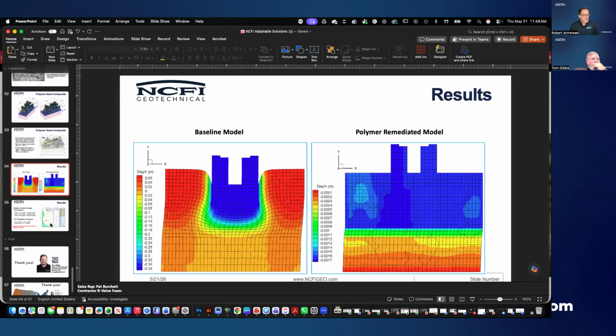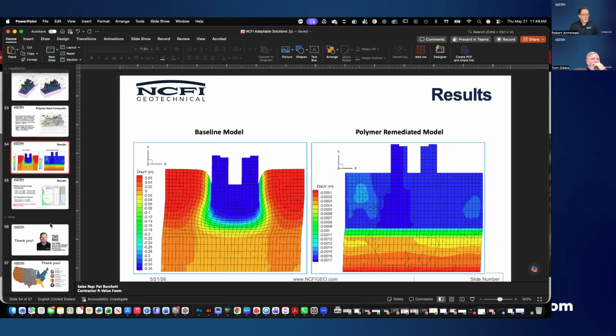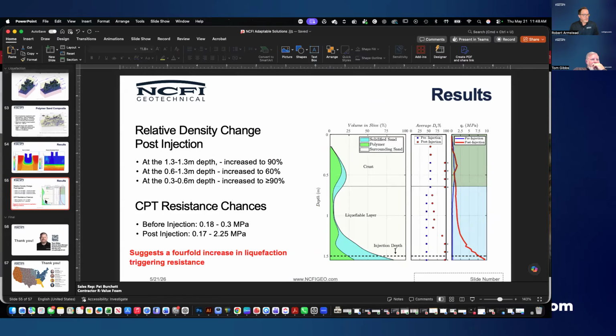And here are some heat maps, if you will, of what the pre- and post-injections look like. They had an overall bearing increase of over 90% at 0.3 to 0.6 meters, and an overall fourfold increase in liquefaction resistance. So it's an excellent study. This was published in the ASCE journal. We can get you more information if you'd like to see more on that.